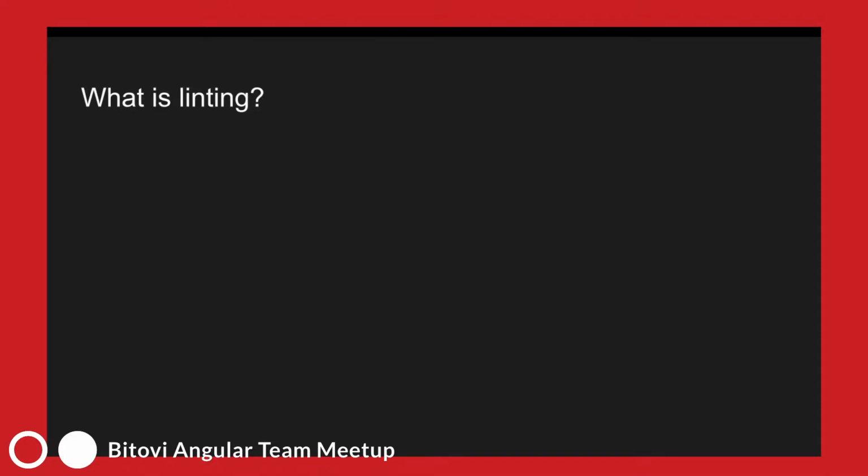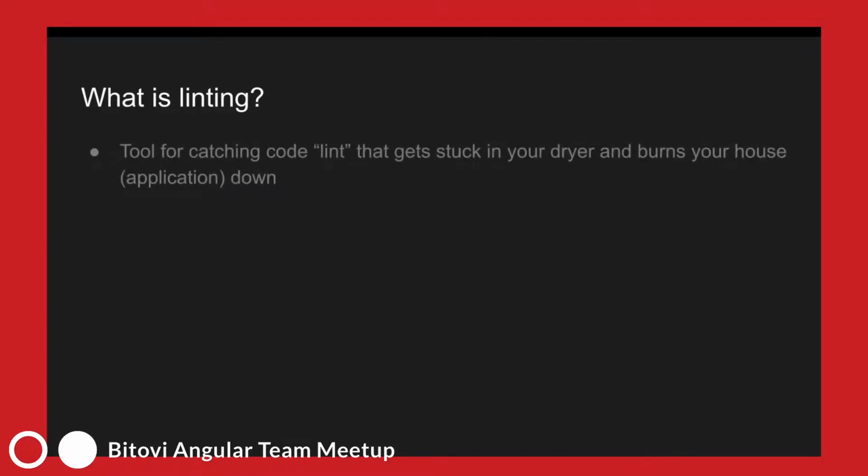A quick recap here. What is linting in the context of software development, which is what we are all here for? A linter is a tool for catching code lint, quote unquote, that gets stuck in your dryer, compiler, let's say, and burns your house or application down. This is the actual explanation from the Wikipedia page for a code linter. I would love to know more about the story of how this came around.